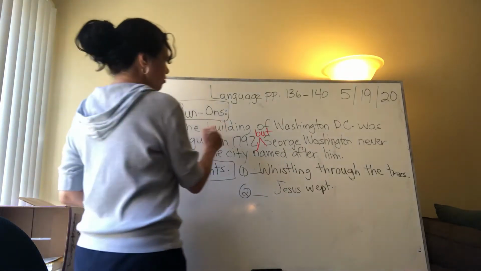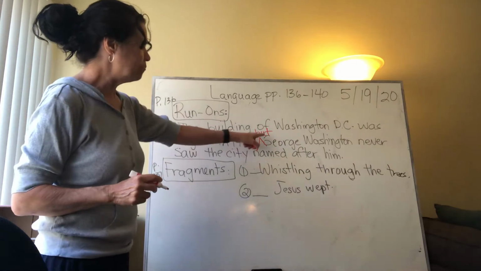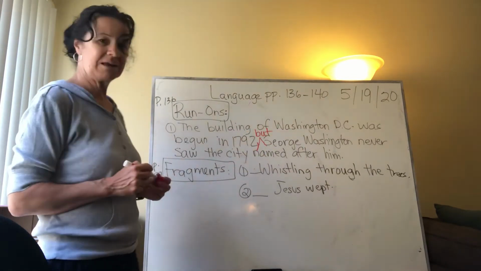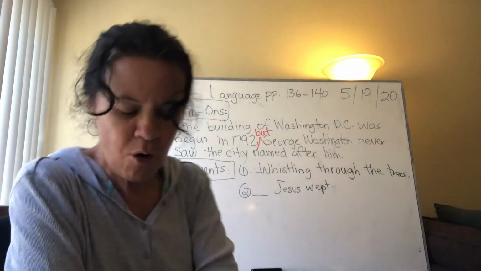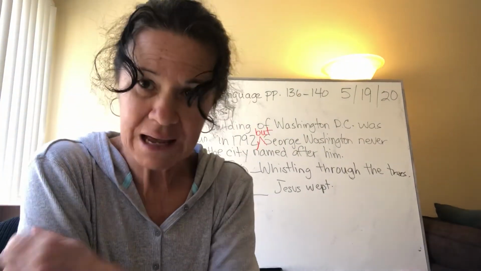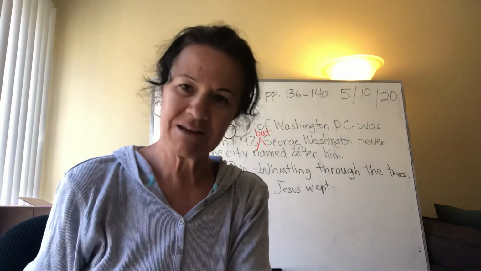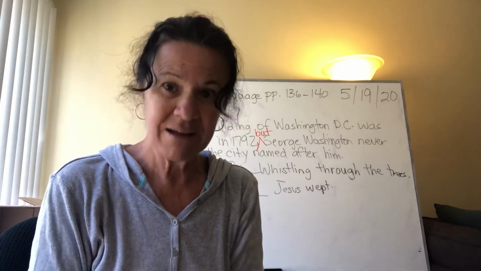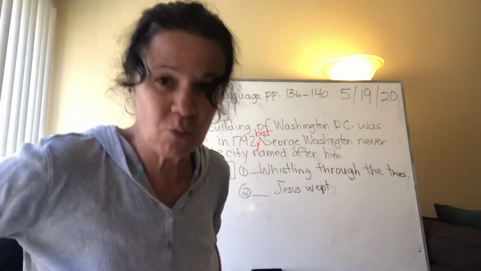Okay, so the building of Washington, D.C. was begun in 1792, comma, but George Washington never saw the city named after him. All right, so that's an example for page 136. So all of those are run-ons. All of those need commas and connecting words in the correct places in between the two sentences that the person has written all together as one.